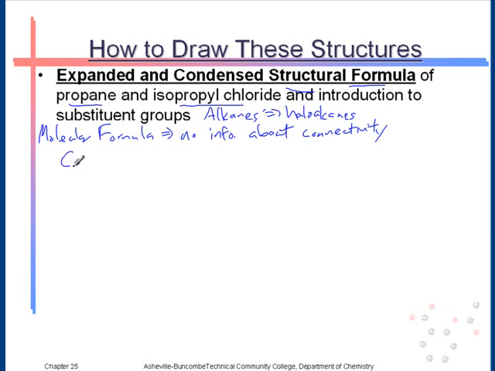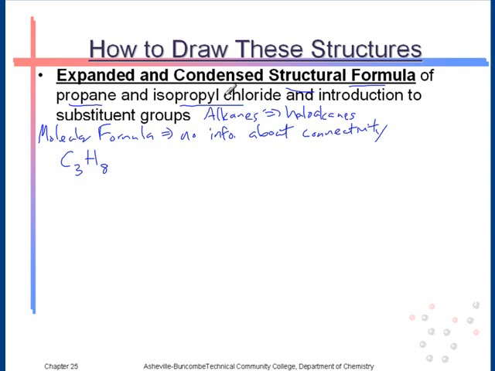All it's telling us, for the case of propane, and that's the one that I'm going to do first, is that it has this particular molecular formula. All it tells us, well, we can determine the molar mass, right? That's about it. It tells us we have 3 carbons and 8 hydrogens together, and tells us nothing about how the thing is put together. It's the expanded and condensed structural formulas that actually show us that.